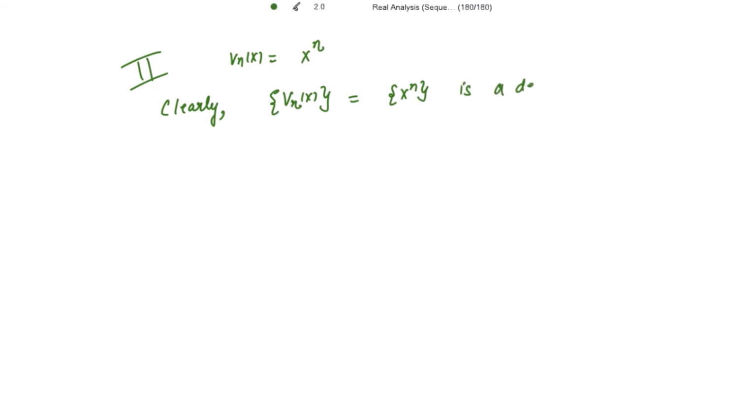Now the second one is to prove that V_n(x), what is V_n(x)? We have taken V_n(x) to be x to the power n. So the second requirement is it should be a monotonically decreasing sequence. And yes, clearly the sequence V_n(x), that is equal to x to the power n, is a decreasing sequence of positive terms on interval (0, 1). Third, we have to show that the sequence V_n(x) is bounded. For that, we have to consider the mod of V_n(x), right?